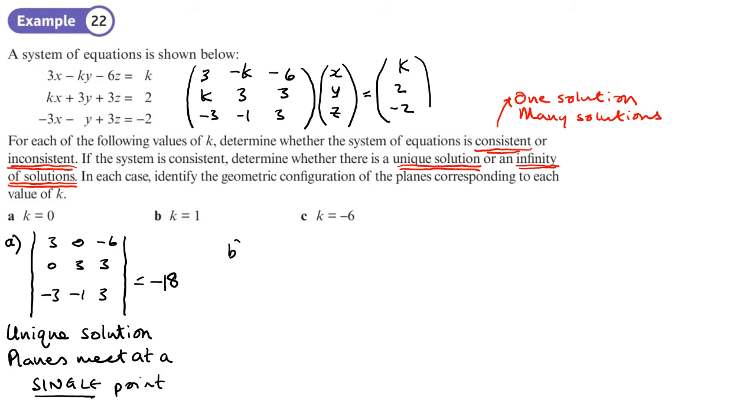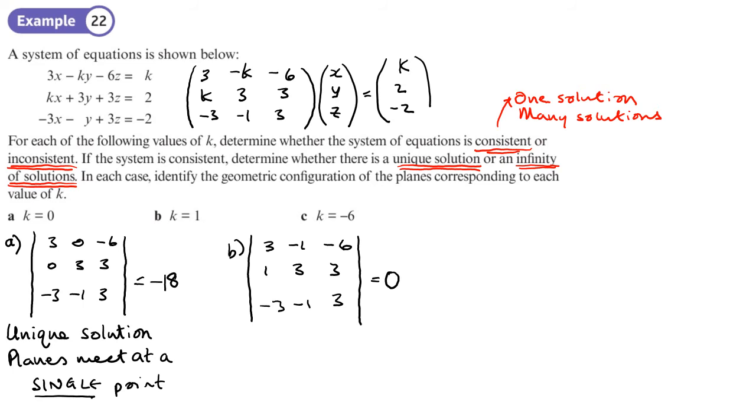Right, part B. This time k is 1. So I'll have 3, negative 1, negative 6; 1, 3, 3; negative 3, negative 1, 3. We're going to work out the determinant of this one. I've done that, and this one gives me a determinant of 0. All this tells me is that there isn't a unique solution, but there could be infinitely many solutions, or there could be no solutions. That's what I need to work out now, so I actually need to solve these simultaneously and see what I get.